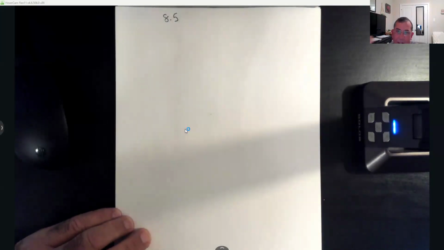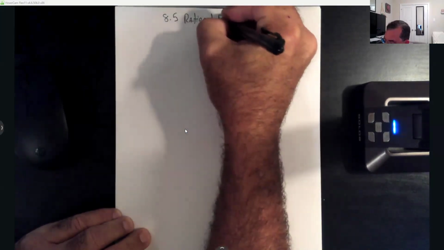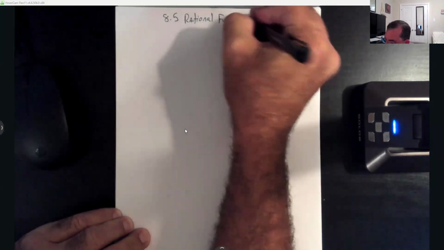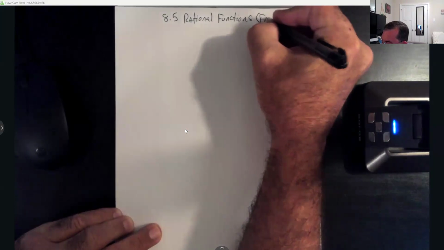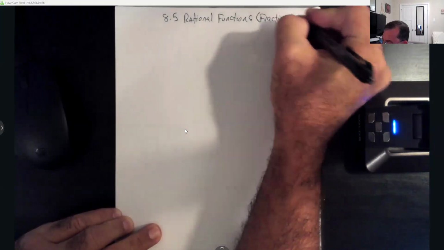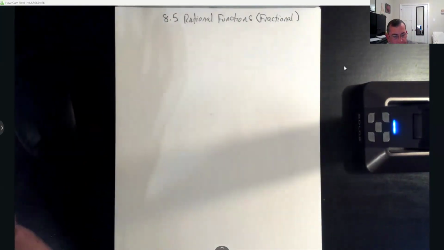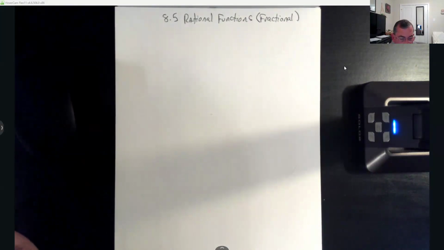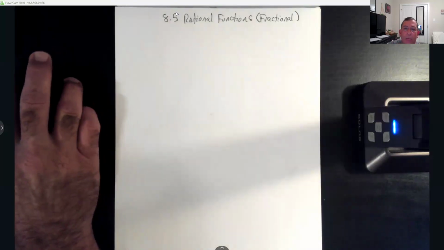All right, we'll start out in 8.5. And y'all, this section deals with rational functions. And when they talk about rational functions, they're talking about fractional expressions. So the first two problems are finding the domain, and they want the domain in interval notation. This is just a repeat of what we've done earlier in the year with the domains.